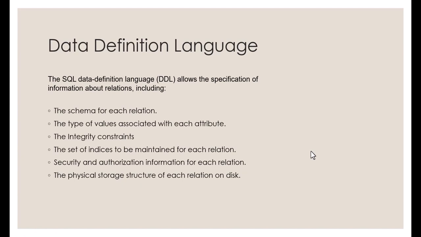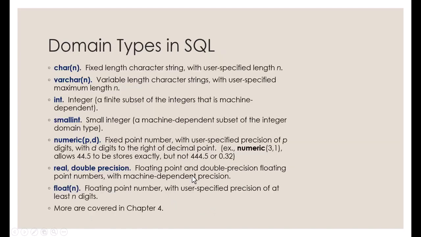The data definition language, short for DDL, allows the specification of information about a certain relation. This includes the schema of each relation, the types of values associated with each attribute, so this is the type of data type that we have to indicate, and the physical storage structure of each relation on the disk.